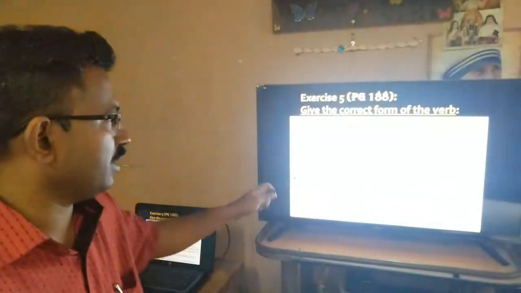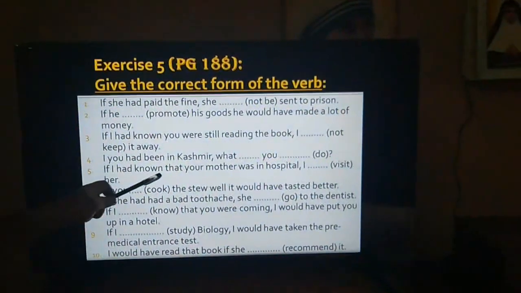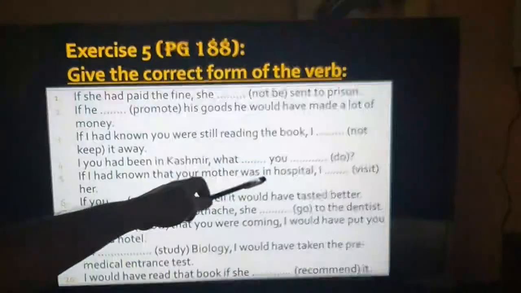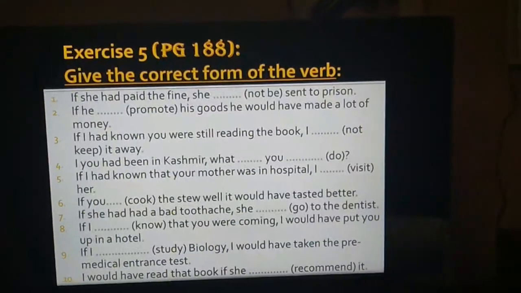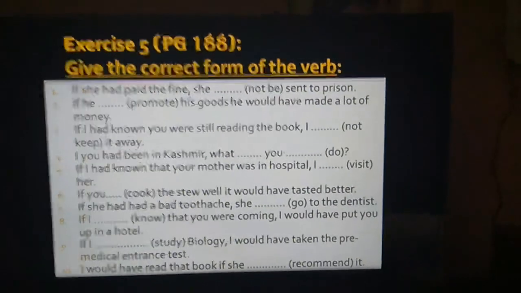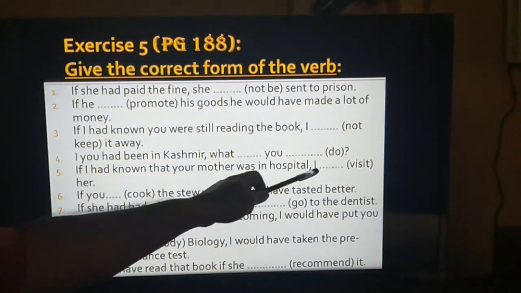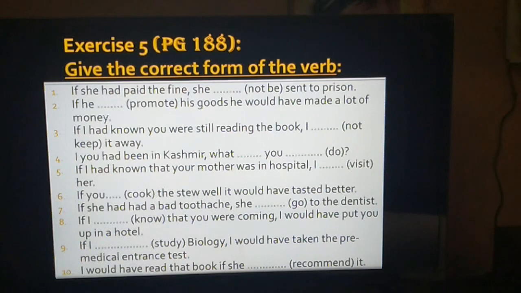So fifth one, if I had known, past perfect, if I had known that your mother was in hospital, I dash visit her. Second rule we know that we have to use would have, then participle form. So I would have visited her.